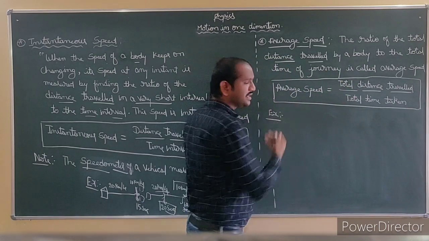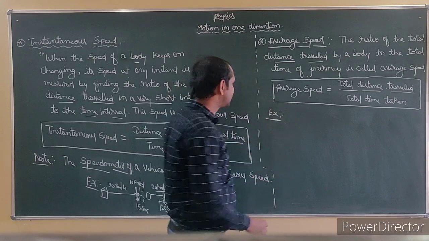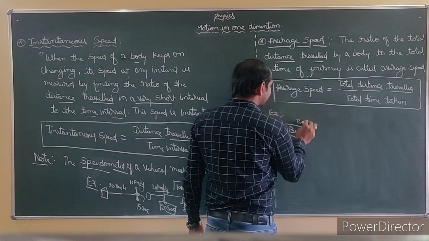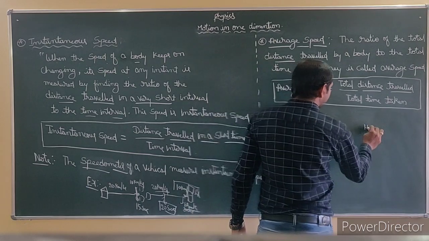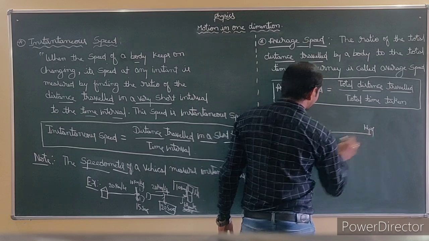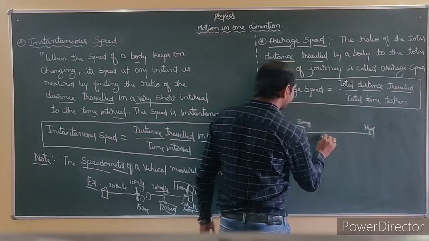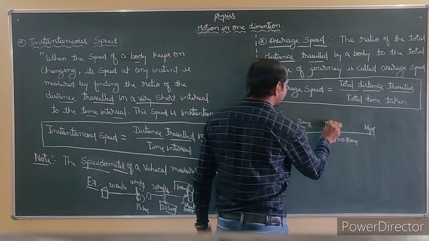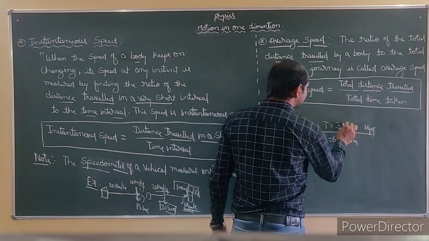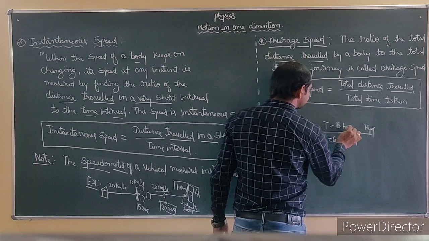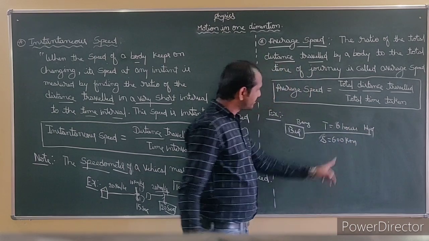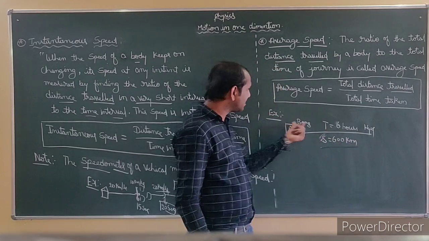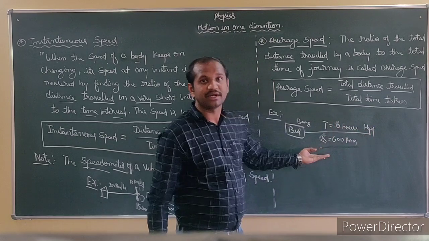See, for example, in the case of uniform and non-uniform, I have given the example of a bus traveling from Bangalore to Hyderabad. Is it not? This is Bangalore to Hyderabad. What is the distance I have taken? It is 600 km. And what is the time taken by the bus to reach? It is 3 hours. Or sorry, it has taken 6 hours of time. Now, this is the total distance and this is the total time taken by a bus to reach from Bangalore to Hyderabad. Now, what is the average speed of the bus?